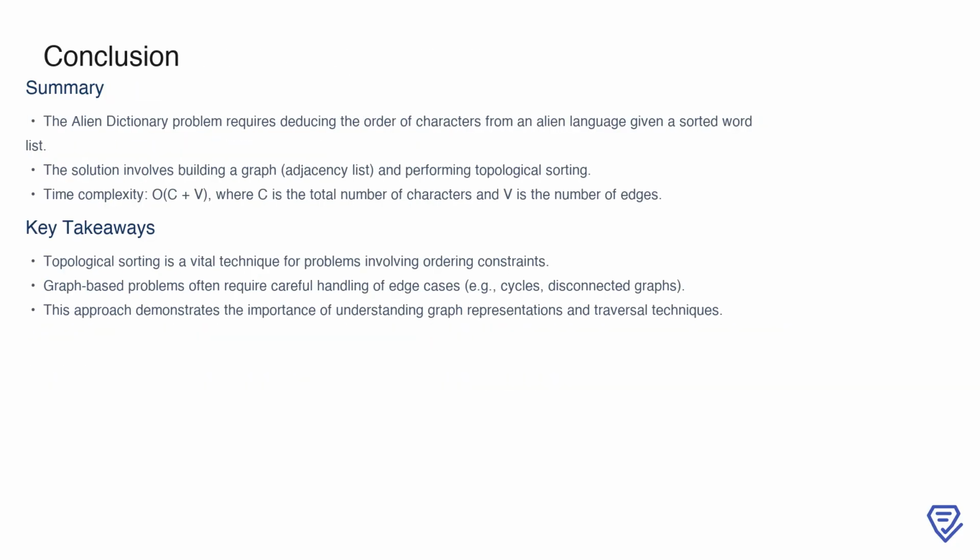Great job on completing this walkthrough. To summarize, we solved the alien dictionary problem by constructing a graph and using topological sorting to deduce the character order. Key takeaways include the importance of graphs in solving ordering constraints and the need to handle edge cases carefully.